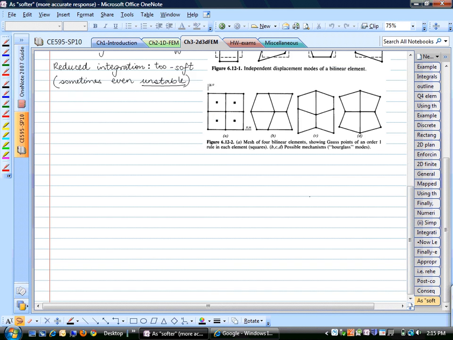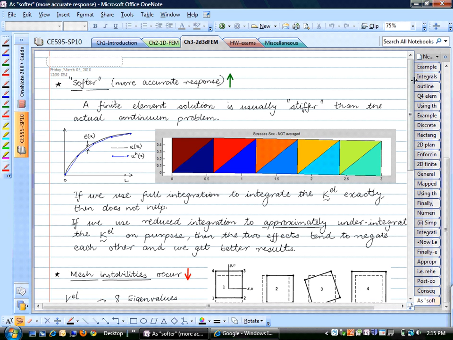All right. So let's talk about a couple more consequences of this. One consequence is that if you use reduced integration, your mesh or your problem actually becomes a little softer. And what does that mean? Here I'm making a statement which is also something that you need to understand. A finite element solution is usually stiffer than the actual continuum problem. And this is something that we saw in the one-dimensional problem also.